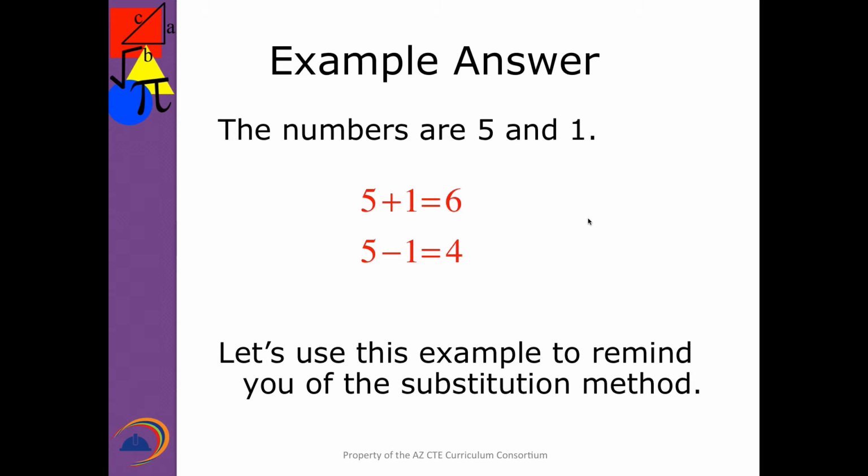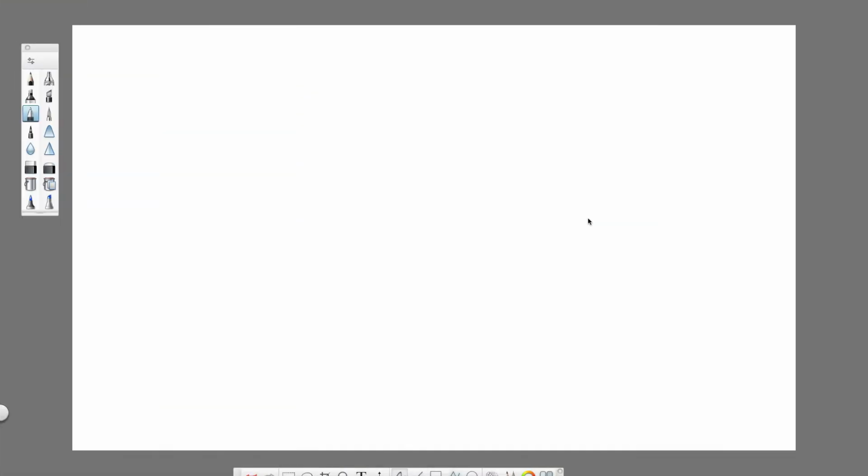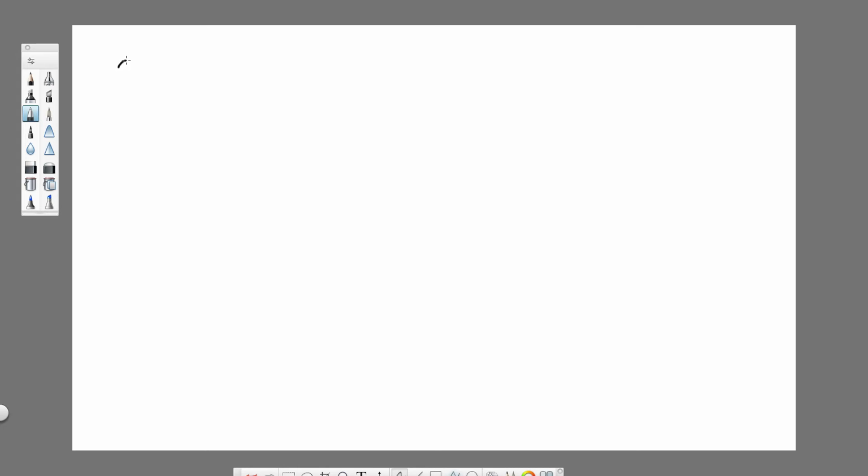And so in this example, we're going to remind you of how to use the substitution method. So we're going to solve this equation. So let's go ahead and go to our slate and look at this. All right, I know two numbers are going to add together. Let's say, let X equal the first number. I already know what the answer is going to be, 5 and 1. And if I don't get it, then I know I'm in trouble. So X is the first number, and Y is going to be the second number.